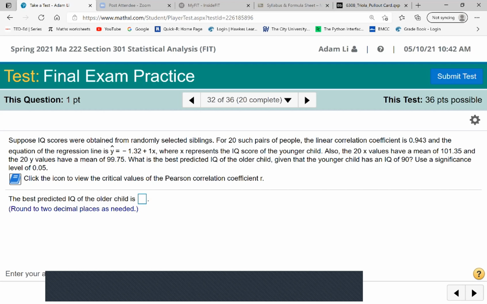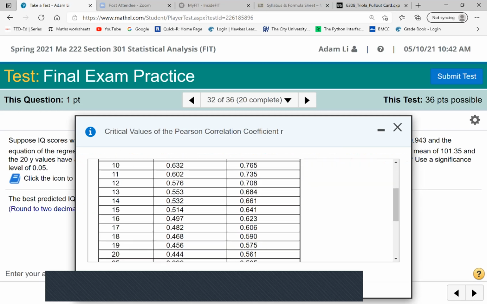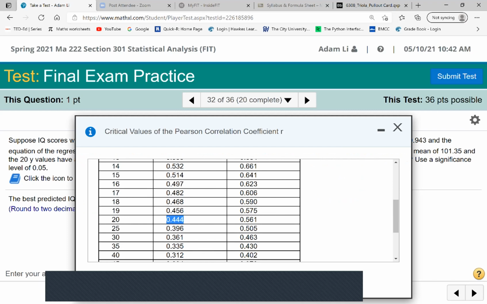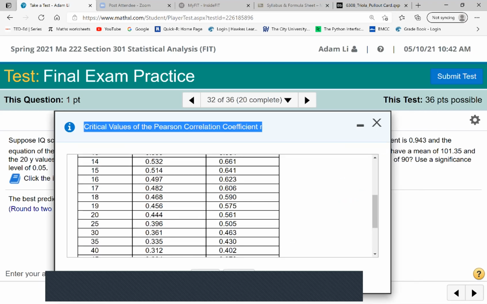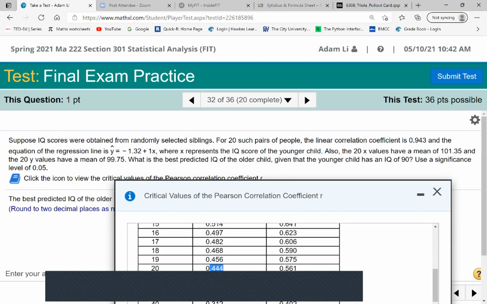Okay, so that's the difference. That's why they present both. They give you both pieces of information, and you have to decide which one is the right way to go. Now, one more time: sample size 20, alpha 0.05. We get a critical value of only 0.444. So the linear correlation coefficient R is much bigger than the critical value. That means this regression model is a very good one, right? And the bigger it is compared to the critical value, the better the model is.